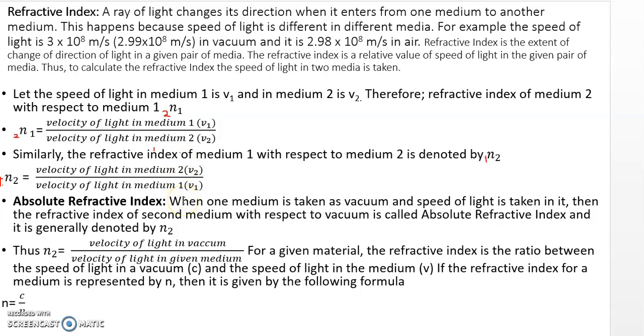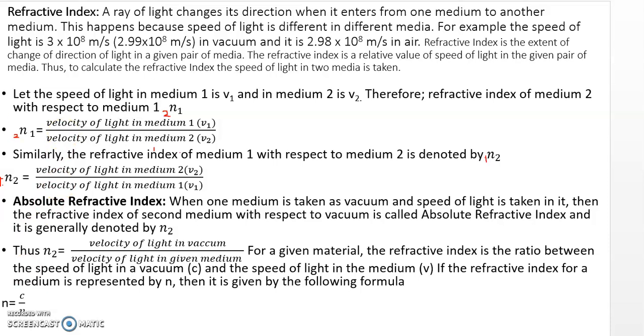What is the meaning of absolute refractive index? When one medium is taken as a vacuum and the speed of light is taken in it, then the refractive index of the second medium with respect to the vacuum is called the absolute refractive index and is denoted by n2. That is the velocity of the light in vacuum upon the velocity of the light in the given medium. I think this is clear to you.